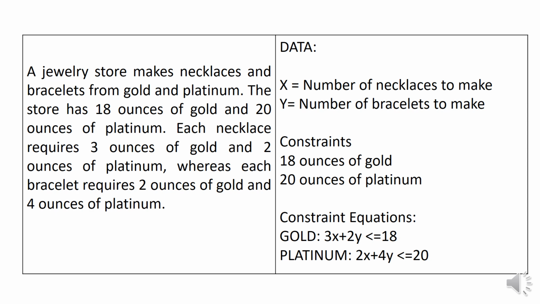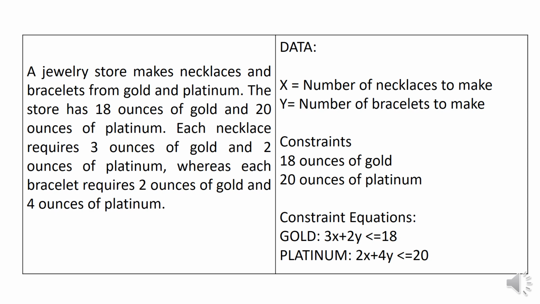Afterwards, the store has 18 ounces of gold and 20 ounces of platinum. So this is the constraint the store has on the quantity of gold they have. Constraints are there: 18 ounces of gold and 20 ounces of platinum. Now let's talk about the equation.